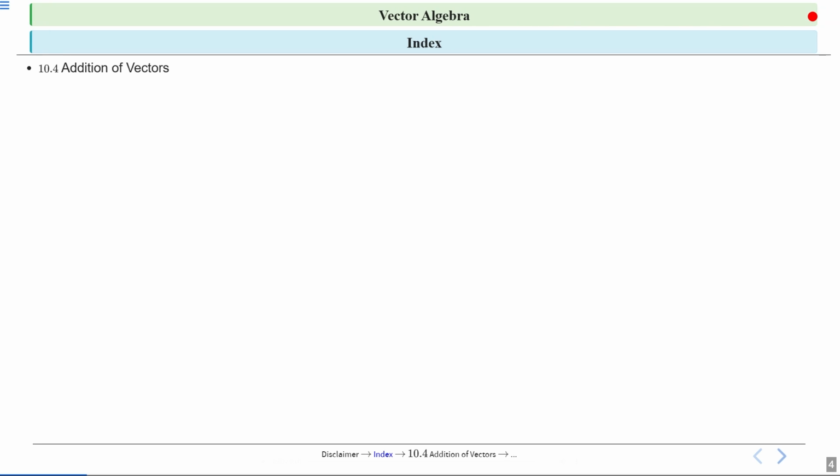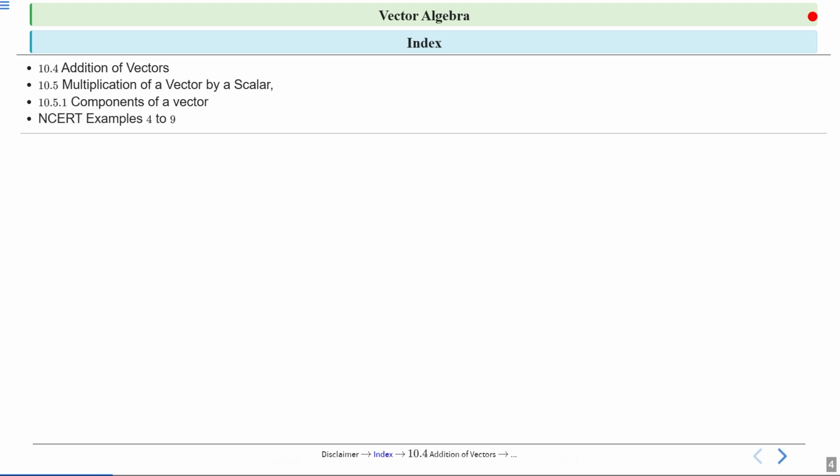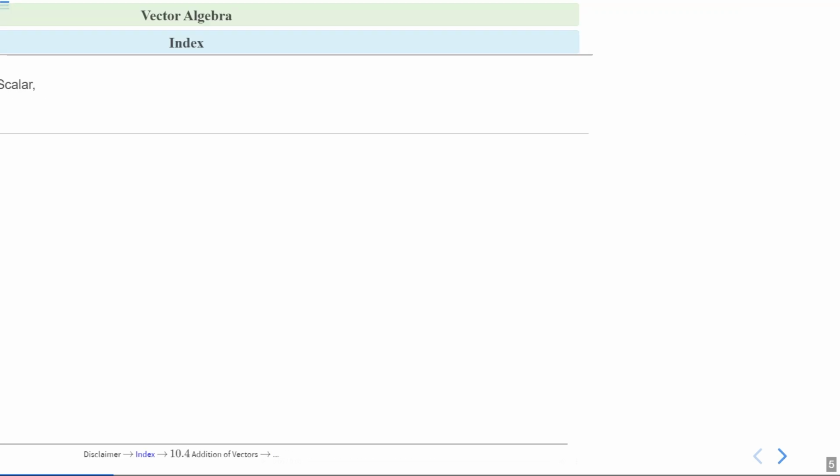So in today's class we are diving into vector algebra, starting with the addition of vectors. This is a fundamental concept where we combine two or more vectors to get a resultant vector, okay? Next we will explore the multiplication of vectors by a scalar. After that, we will break down the vectors into their components. This is crucial for simplifying vector calculations. Finally, we will look at the examples from the NCERT textbook, especially examples 4 to 9. Let's start.